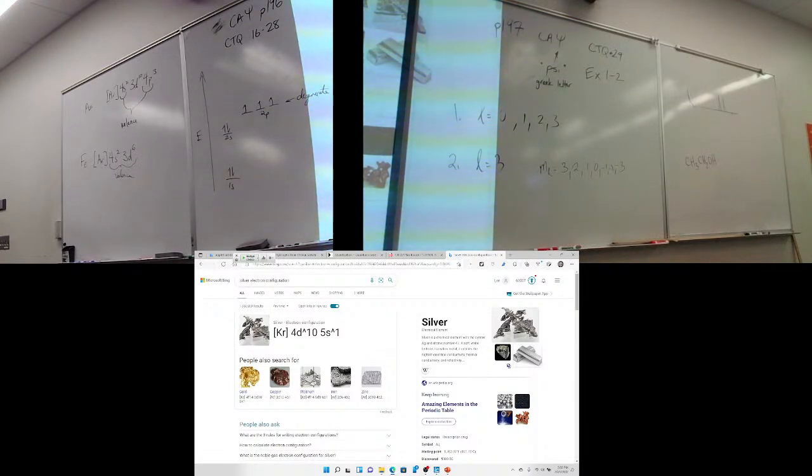So that's for the subshell, that gives you the shape. M sub L is the one that gives you, within a subshell, you have many M sub L values, and those tell you the orientation, which way to point. Oh, I see. Okay?